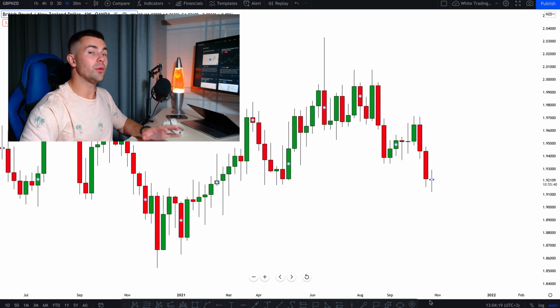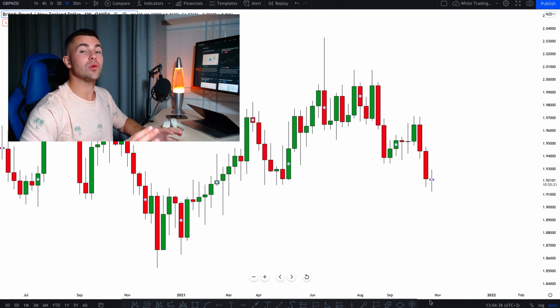Quite often the top-down analysis unveils the hidden levels. And here in Pound New Zealand, let's analyze the structure together. Let's analyze the key levels on a weekly time frame, and then let me show you how with the top-down analysis we will find a lot of very peculiar clues on a daily time frame.